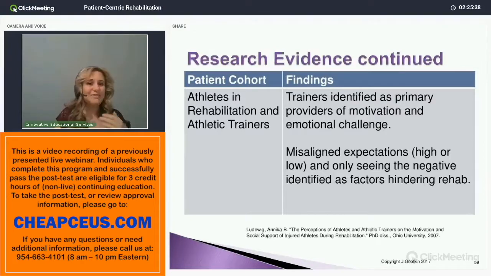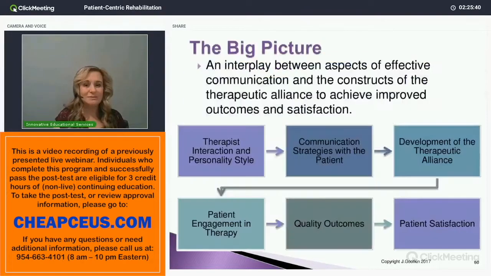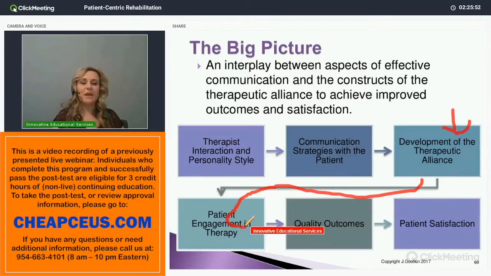So in this big picture, we have a lot of pieces to consider. And where we've been focusing is coming in on this part here. So we're coming in on developing the therapeutic alliance. We all believe it's true. We're going to get the patient engaged, quality outcomes, good patient satisfaction. We're there. Research supports it. How do we actually do that?